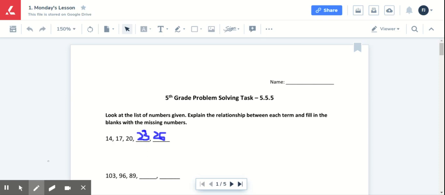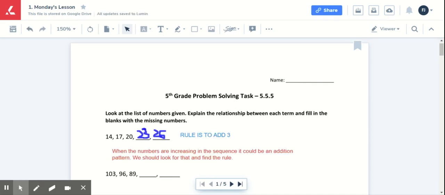So every time we're going to talk about a pattern, we need to also say what the rule is. I'd like us to take a moment to pause right here and take notes. So we know that when the numbers are increasing in the sequence, it could be an addition pattern. We should look for that and find the rule. Here, our rule was to add 3.